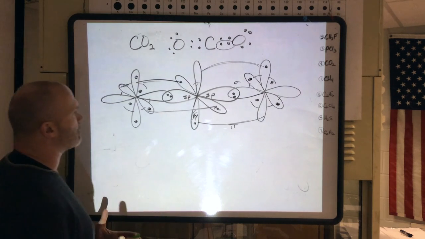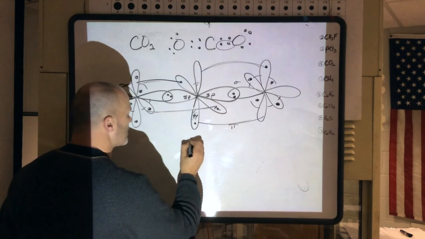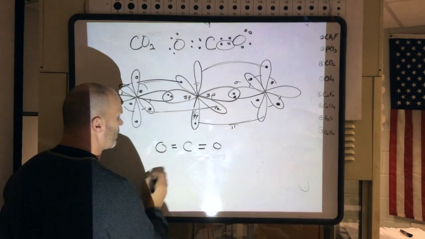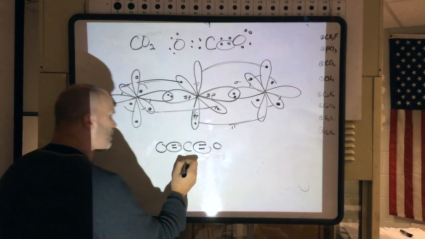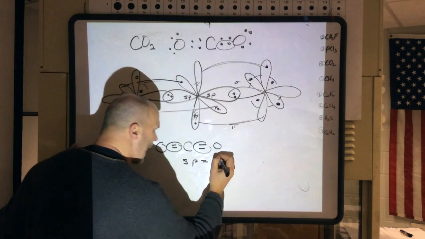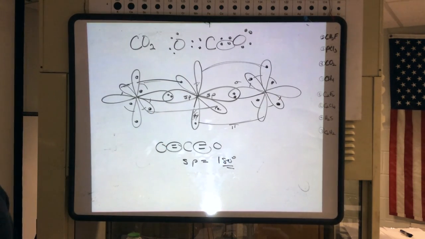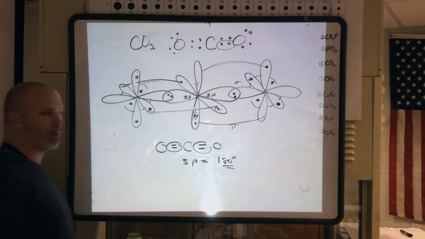You need to draw these a couple times, you need to look at them, but the bottom line is, by drawing a Lewis dot diagram, you can predict that this structure is linear. 2 regions of electrons only, no lone pairs, has to be SP. SP has to be 180 degree bond angle, okay? And because of that 180 degree bond angle, it makes this a very symmetrical shape and makes this nonpolar. Hope that helped.